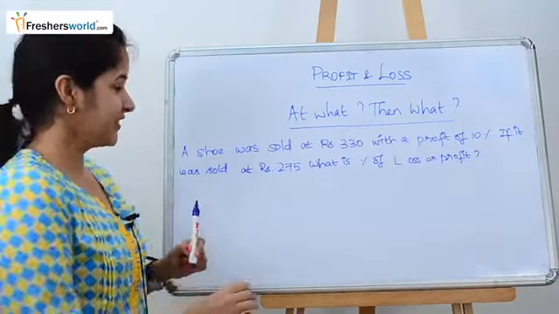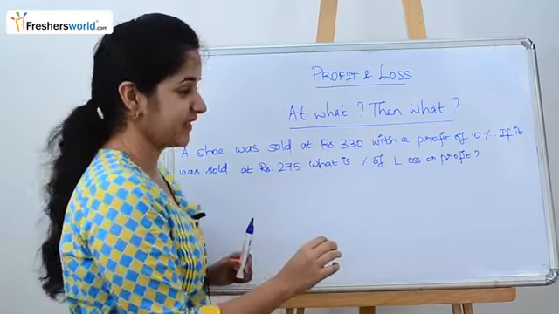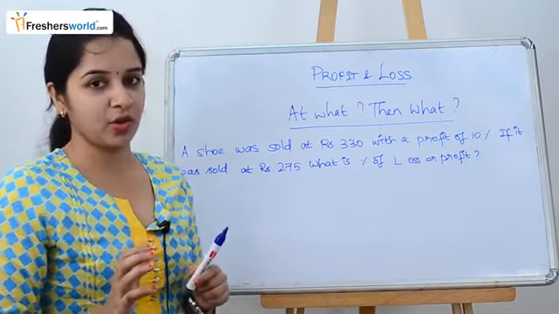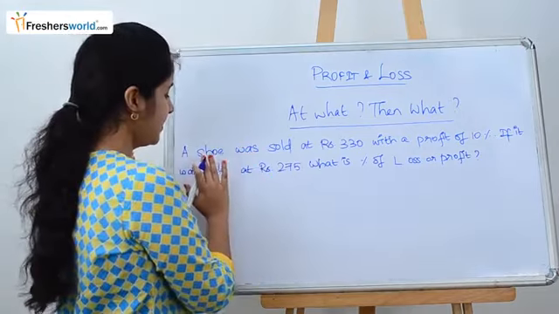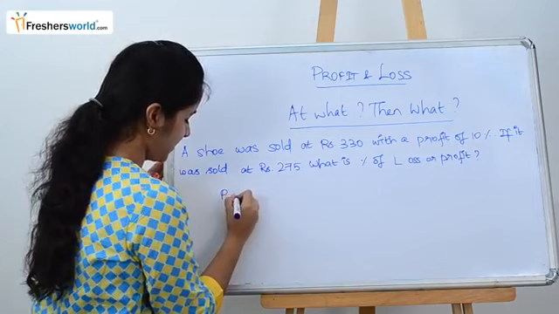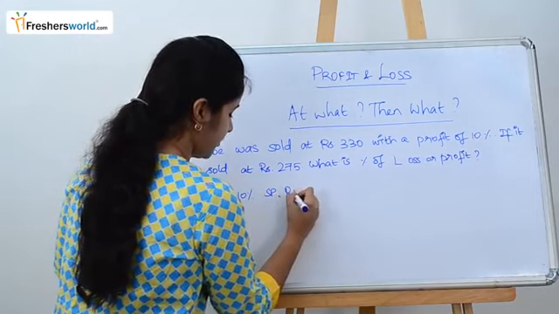So the next question is, a shoe was sold at rupees 330 with a profit of 10%. If it was sold at rupees 275, what is the percentage of loss or profit? As usual, let's start with the first part of the question. They are saying that the shoe was sold at 330 rupees with a profit of 10%. So profit percentage is 10% and selling price is nothing but 330 rupees.